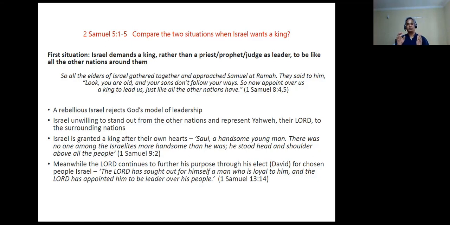Meanwhile, did the Lord stop there? He does not. The Lord continues to further his purpose through his elect David for his chosen people Israel, because a short while after the encounters and exploits of Saul, Samuel is told that the Lord has sought out for himself another man, a man who is loyal to the Lord. The Lord's time has come, the Lord's man has come, and the Lord has elected him and will appoint him. We're talking about David as a leader over his people. So even when this is happening, we know that the Lord is working in the background, right?